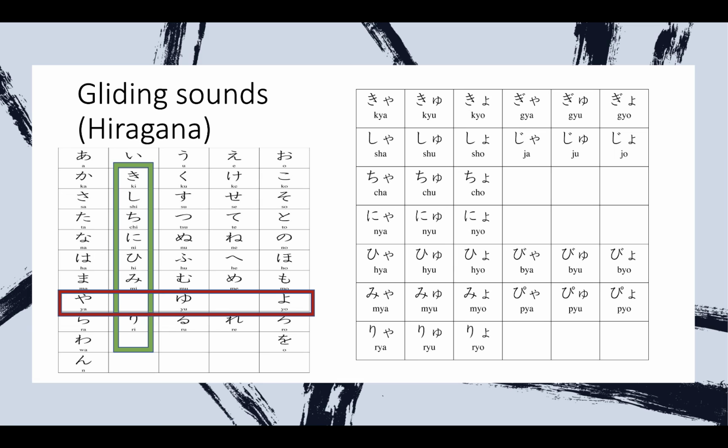They are kya, kyu, kyo. And with the two dots on top of them, they will become gya, gyu, gyo. The next one is sha, shu, sho, ja, ju, jo. Next one is cha, chu, cho. Next one is nya, nyu, nyo. Similarly, hya, hyu, hyo, bya, byu, byo, mya, myu, myo, pya, pyu, pyo, rya, ryu, ryo.